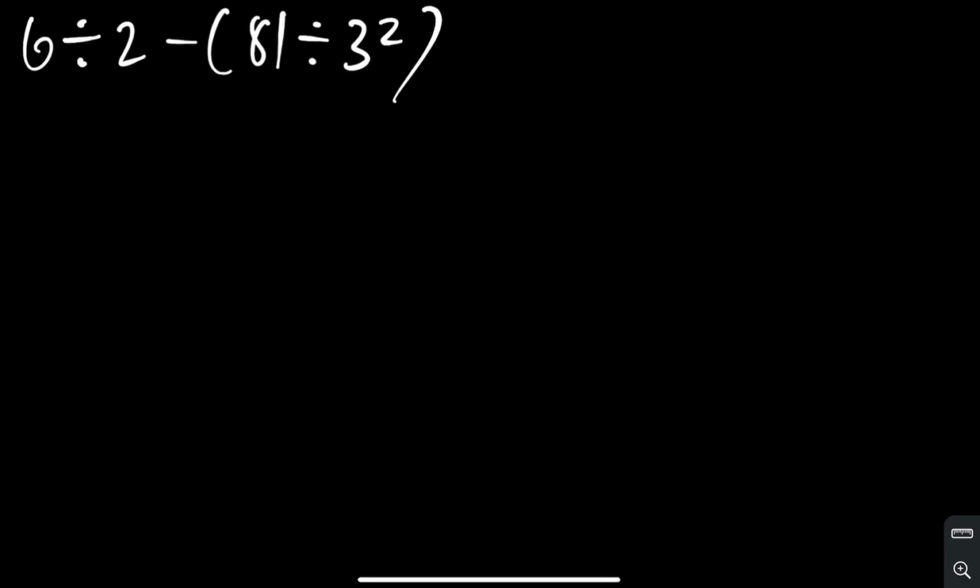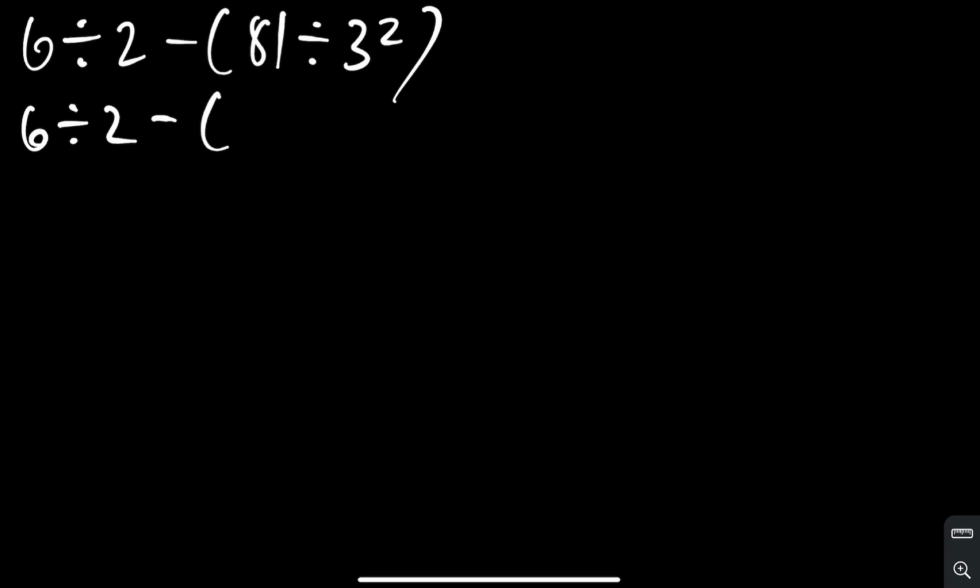All right, so for these next couple of problems, let's do order of operations without having the PEMDAS definition in front of us. So we're going to try to use muscle memory. So we start off with parentheses. So we're going to carry the 6 divided by 2 minus, and then we're going to solve inside the parentheses. 81 divided by 3 squared.